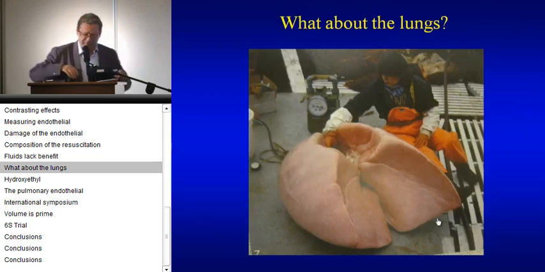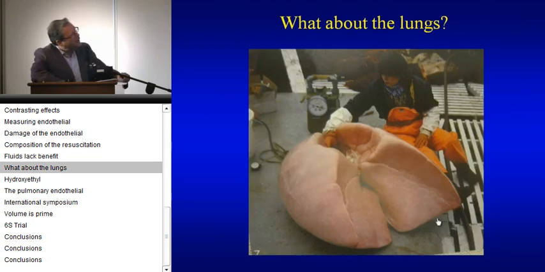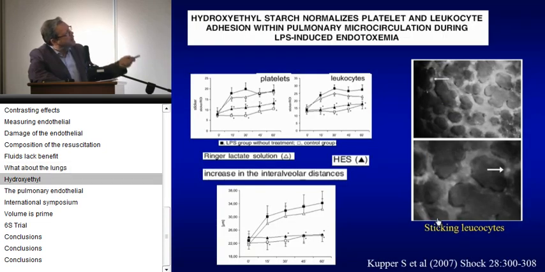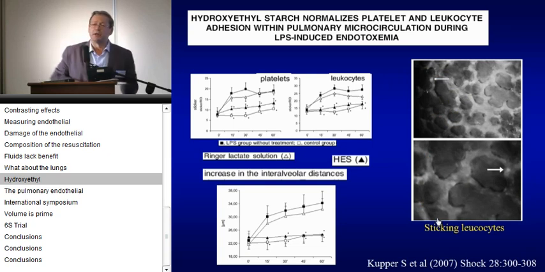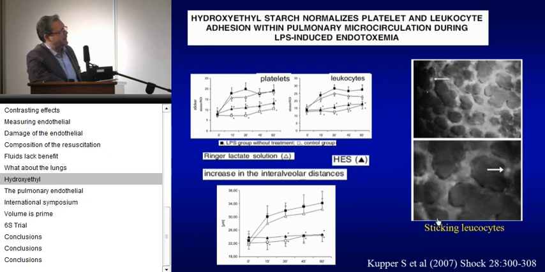What about the lungs? Well, this is a whale lung, by the way, which is quite an impressive image, but I'm sure that your lungs can get like that if you have too much fluid inside them. And also, starches, again, are very protective in terms of lungs, in terms of extravasation of water, and also of control of inflammation, as shown in this study, for example, by Cooper.